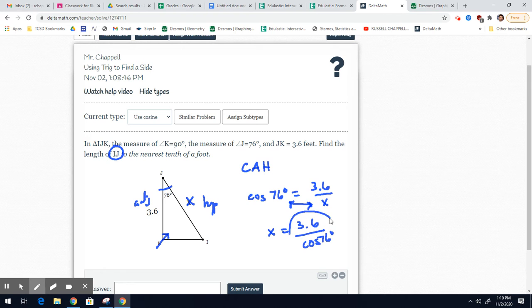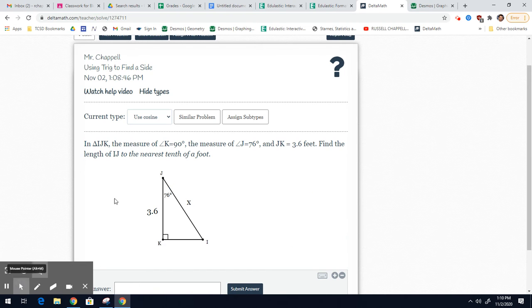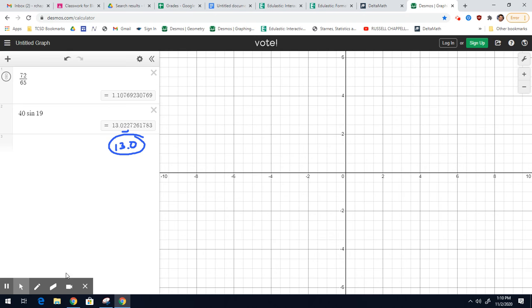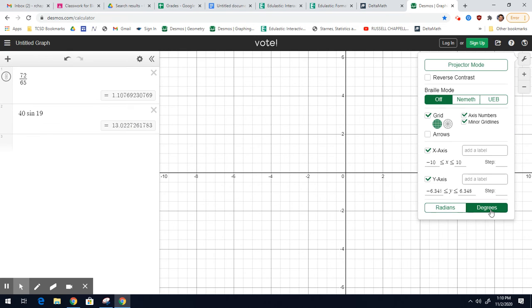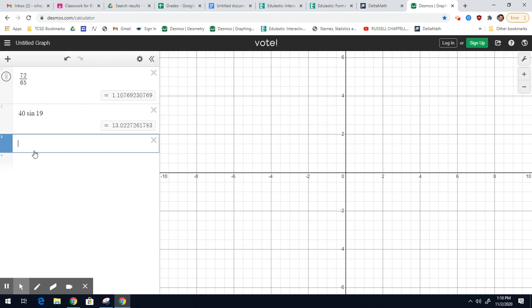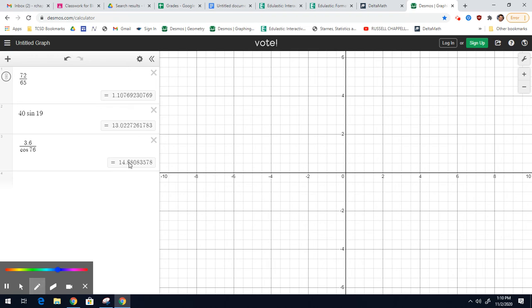And this is what I'm going to type into my graphing calculator. 3.6 divided by the cosine of 76. Very important when I go there, again, make sure that you are in degree mode every time. Degrees. Good. So I come up here, and I believe it was 3.6 divided by cosine of 76. And there I go, 14.88. That second 8 rounds that to a 9. 14.9 is our answer.